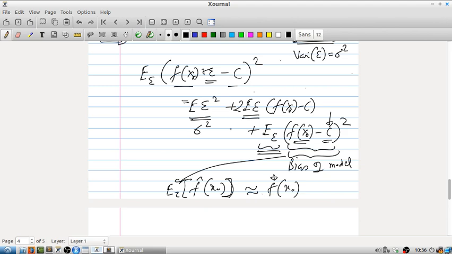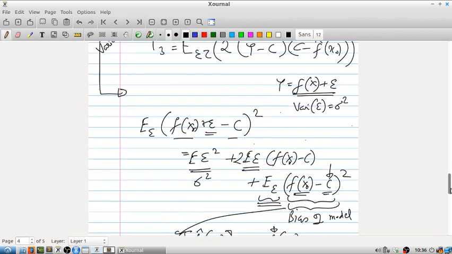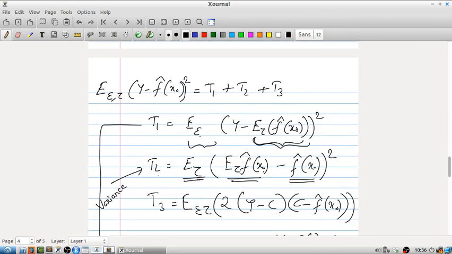And term 2 is just asking for the variance of a random variable. It looks like the formula for the variance of a random variable, so it's called the variance of your estimator.